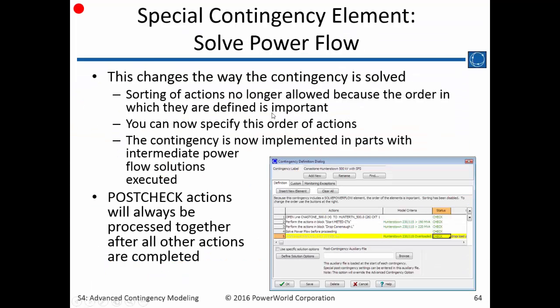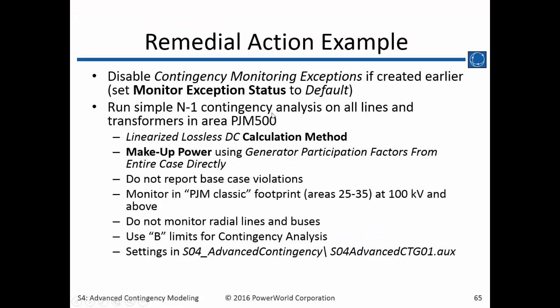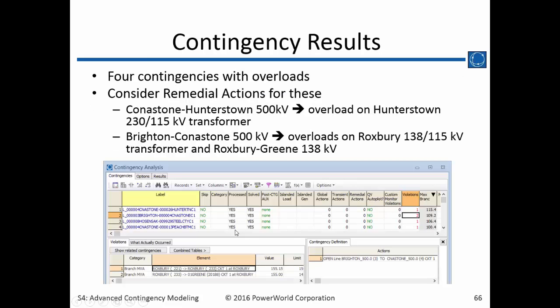Yeah, there's also a solve power flow action that you can insert. This is just put in here for reference. And then these next few slides detail the remedial action example that we just looked at by loading in those auxiliary files. So the first auxiliary file does these settings right here. It does apply some limit monitoring settings. It sets the B rating limit for contingency analysis and so on.